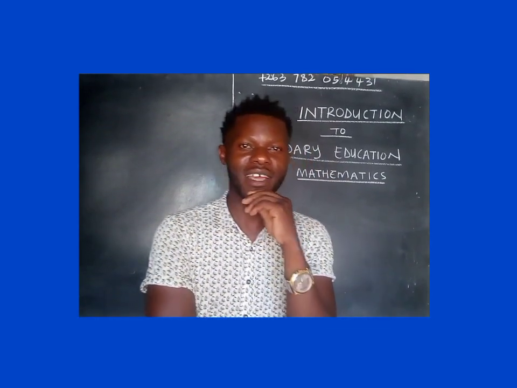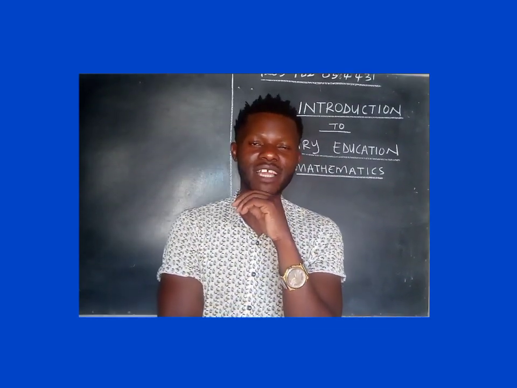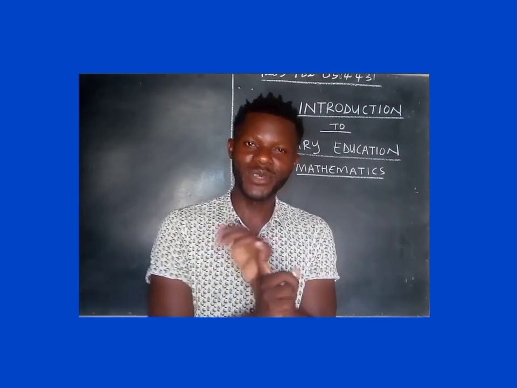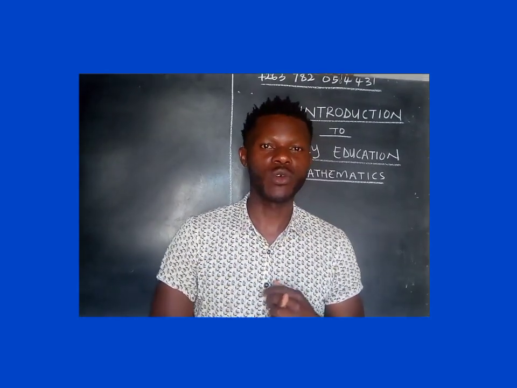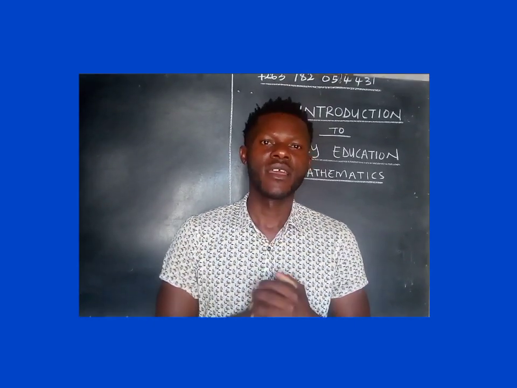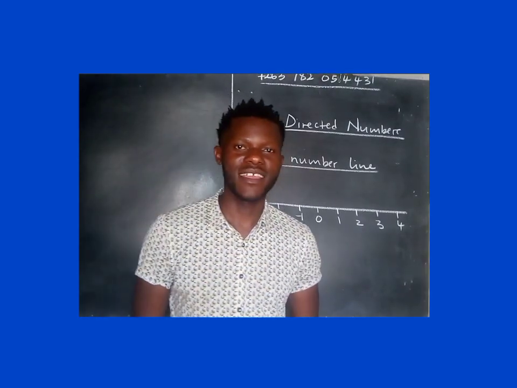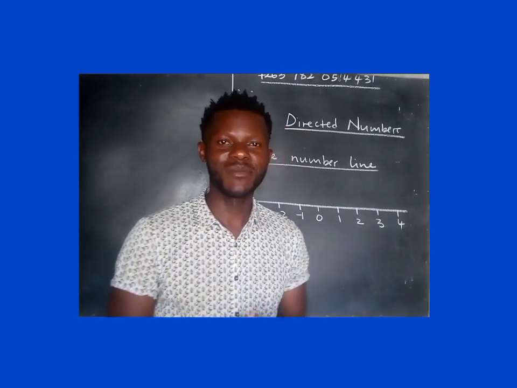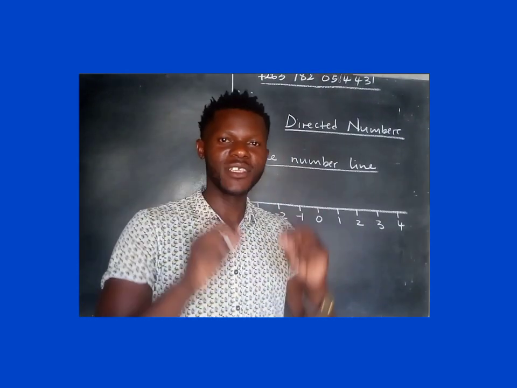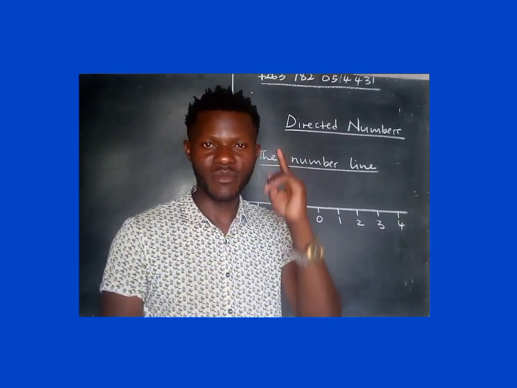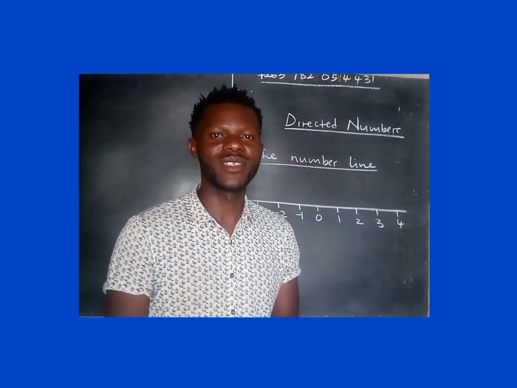It's no longer primary education where you talk about 0, 1, 2, 3, 4. Now in secondary education, you come across positive numbers and negative numbers. So we call these numbers directed numbers. All right, to start with, let's go through a number line. So the number line can be simply defined as the arrangement of numbers in their ascending order. By ascending order, we mean starting from the smallest number to the largest.